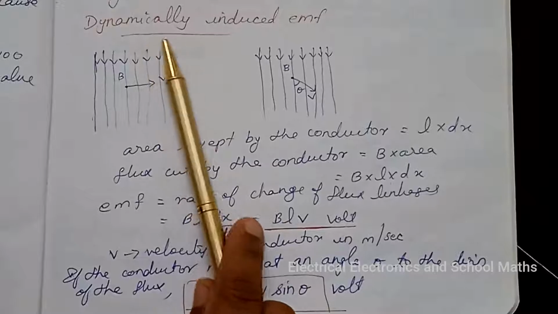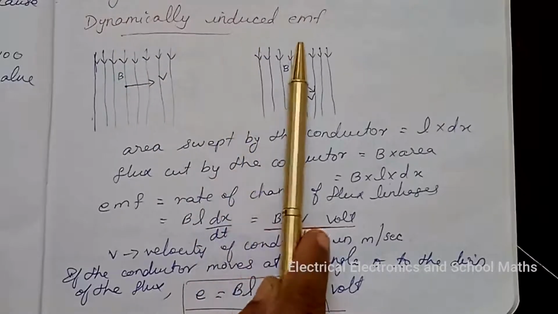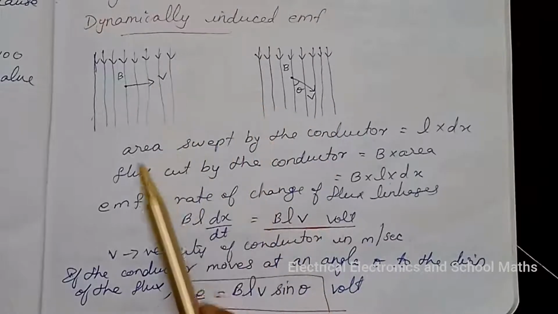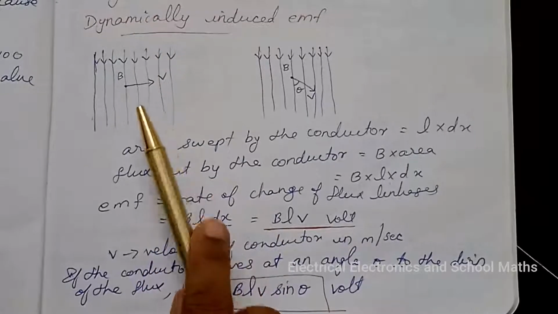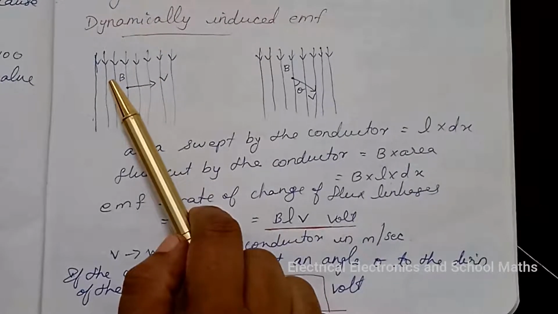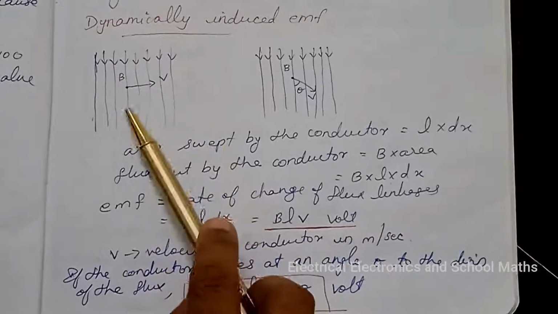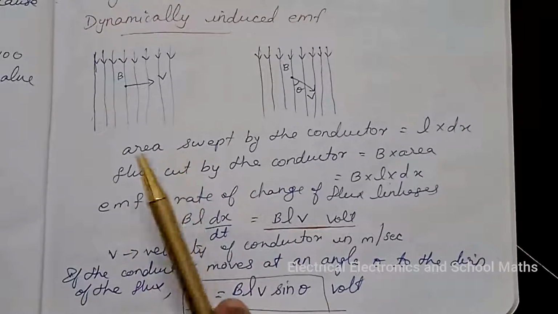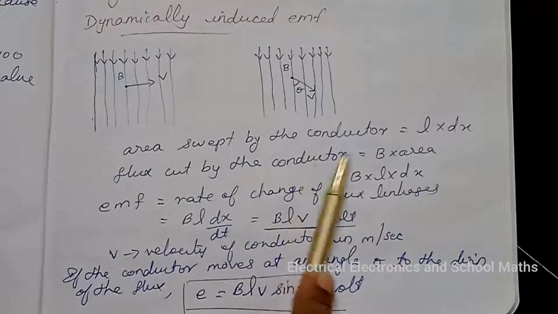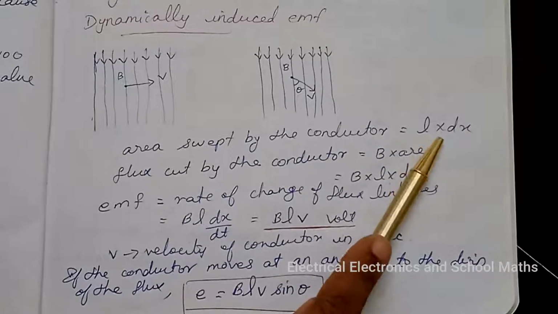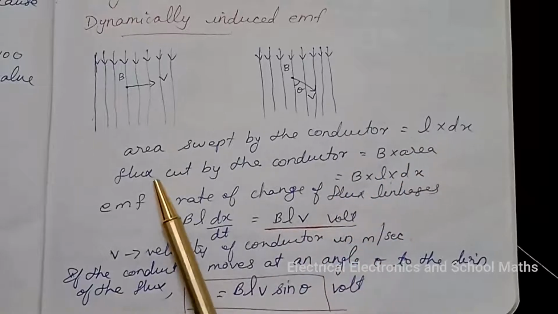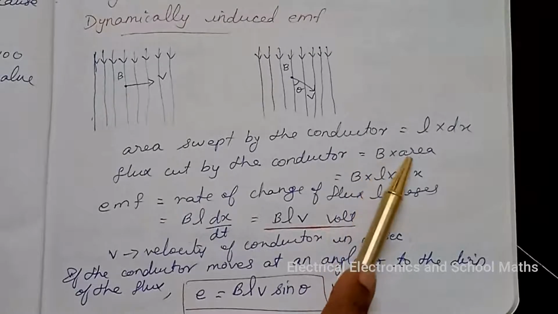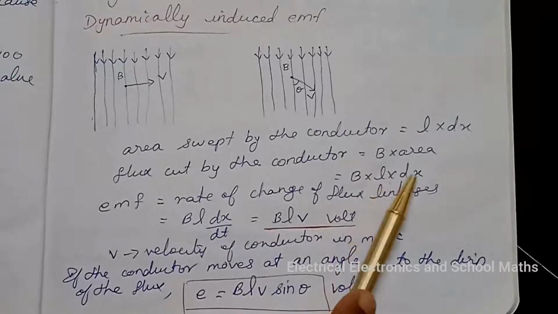Let us find the magnitude of dynamically induced EMF. Consider a conductor of length L meter lying within a uniform magnetic field of flux density B Weber per meter square. Let it move through a distance dx in time dt. Then the area swept by the conductor is given by L into dx. And flux cut by the conductor is flux density into area, that is B into L into dx.